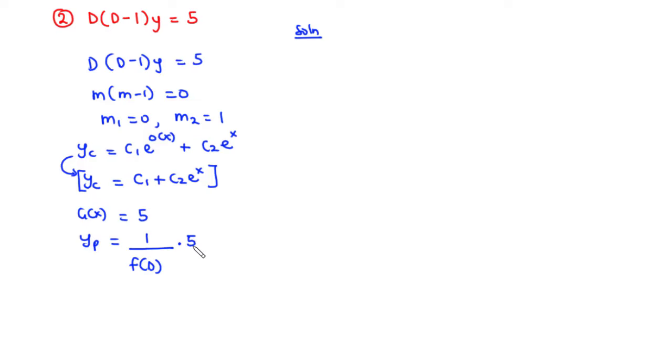And then because we have a polynomial, we should be thinking of either of the two expansions. So we can either have 1 over 1 minus d, which is equal to 1 plus d plus d squared plus d cubed, and so on and so forth, or better still, 1 over 1 plus d equals 1 minus d plus d squared minus d cubed, and so on and so forth.